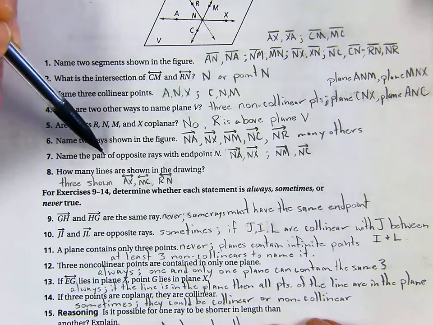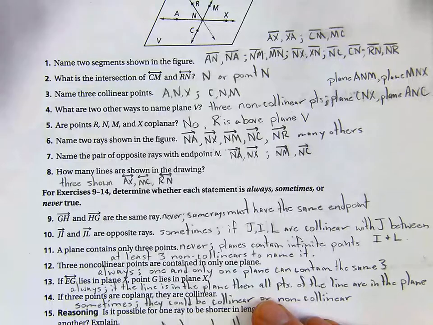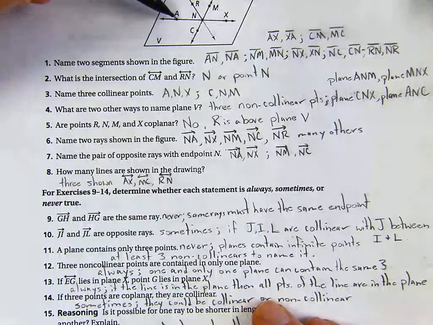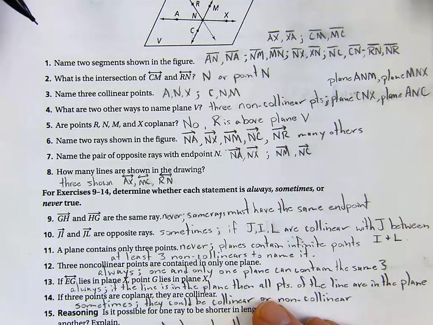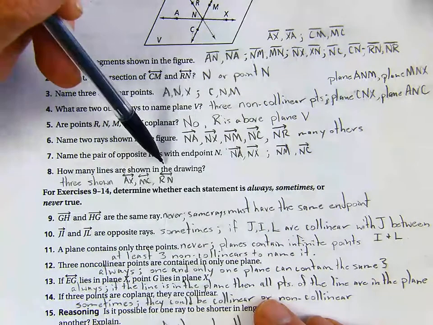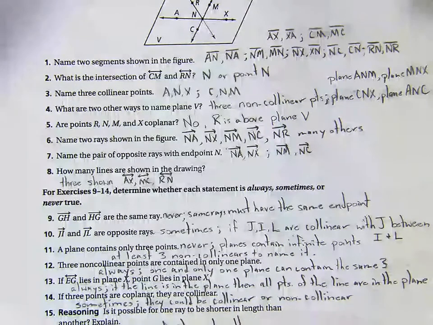Then it says name the pair of opposite rays with endpoint N. There's 2 pair. You could have said ray NA and ray NX, or you could have said ray NM and ray NC. Those are both pairs of opposite rays that have endpoint at N. And then how many lines are shown in the drawing? I can only see 3. Line AX, line MC, and line RN. Those would be the 3 lines in the drawing.